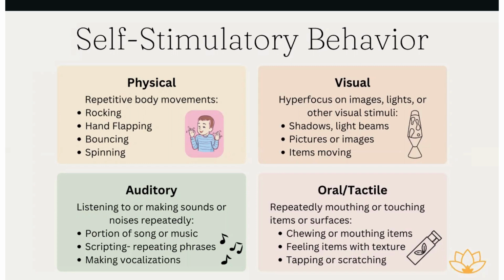There's also oral tactile. So again, some individuals on the autism spectrum are oral sensory seekers. So they like to be chewing something, mouthing items. They might like to feel certain things with texture. So they might have preferences for certain textures and find those soothing or enjoyable. They might also tap or scratch to help self-regulate. So again, this is how they are controlling the sensory input that they're getting from the environment in order to help them cope with whatever the demands of that environment may be.